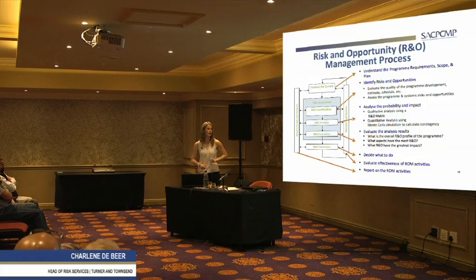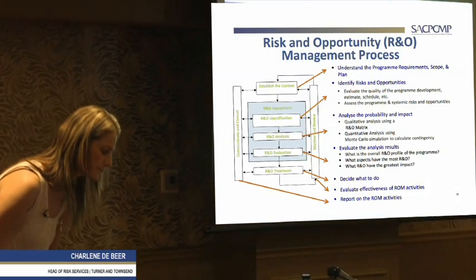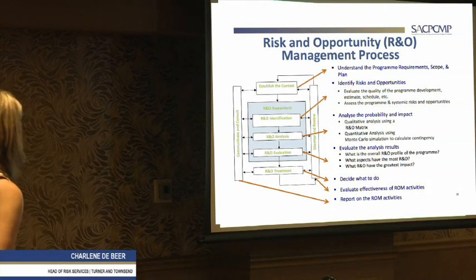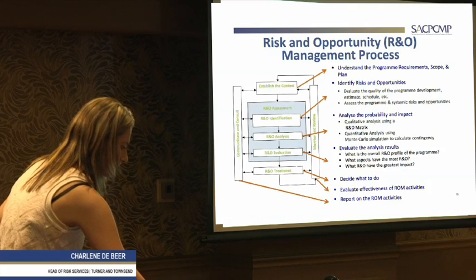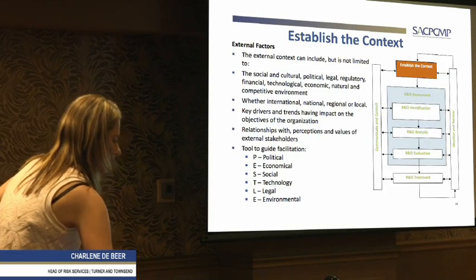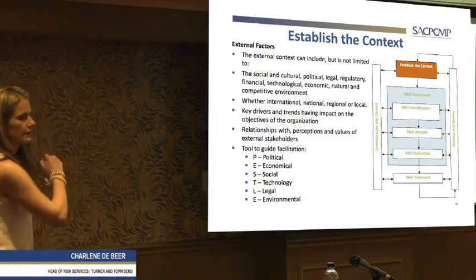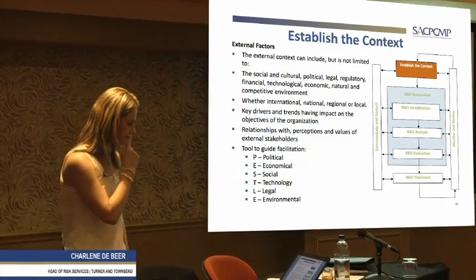So this is how your normal risk and opportunity management process flow would look. If we go very high level through it, the first one you'll always get is you'll say establish the context. Okay?